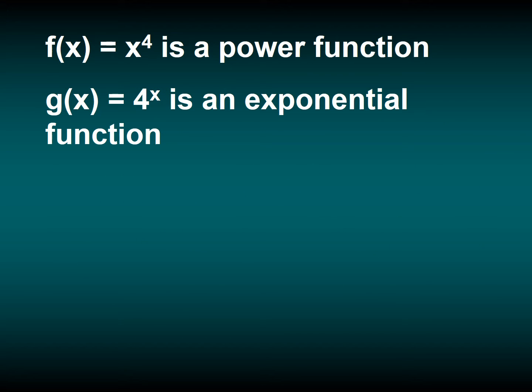So if we are looking at f of x equals x to the 4th, that's an example of what we studied in the previous lesson. It is a power function. However, if we move this variable and our variable moves to the exponent part, right? So our variable is an exponent. That means we have an exponential function. So again, when your variable is in the exponent spot, you have an exponential function.